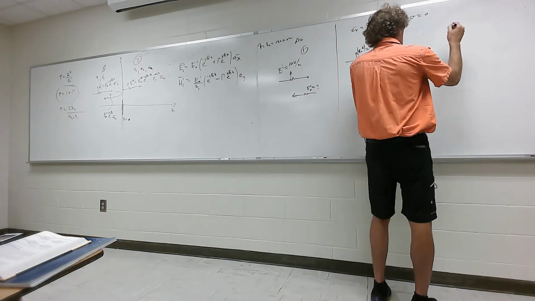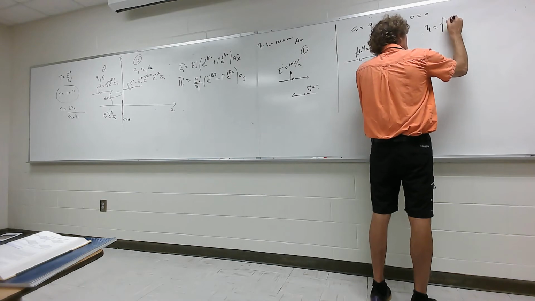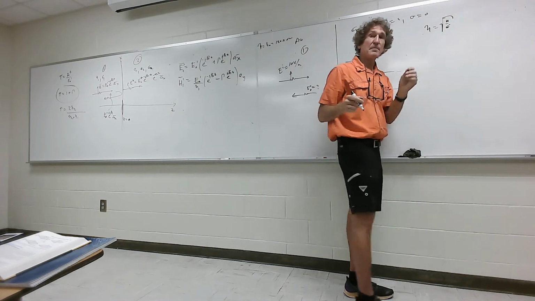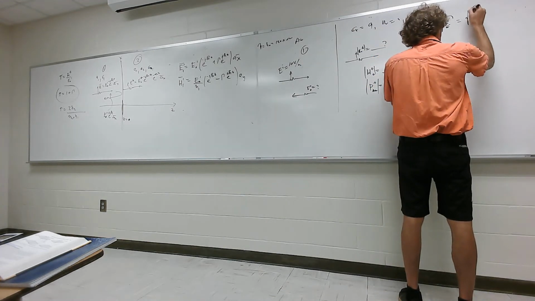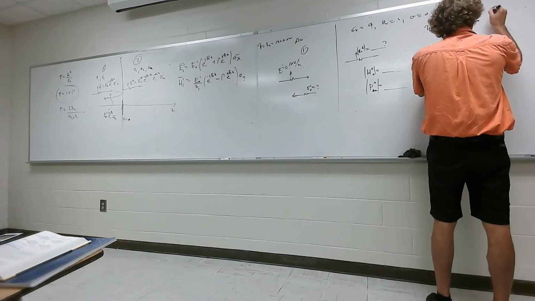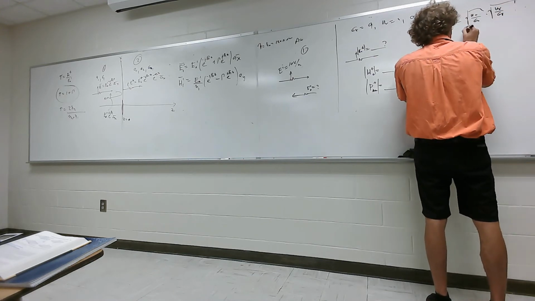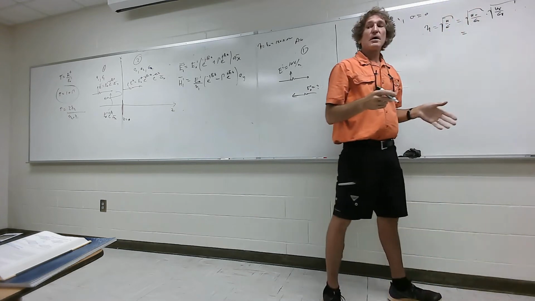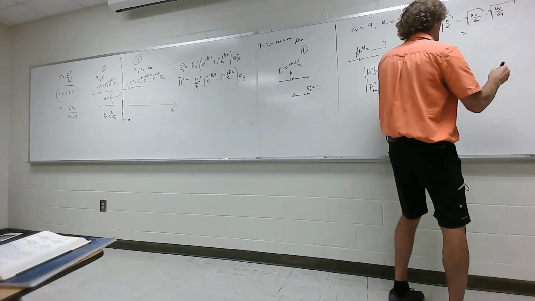What I can do is get what? Eta, in this case, because it's lossless, is the square root of mu over epsilon. You all agree with me? So I can say it's the square root of mu naught over epsilon naught, right? And then I can multiply it by the square root of mu relative over epsilon relative. Well, the square root of mu naught over epsilon naught is 120 pi ohms.